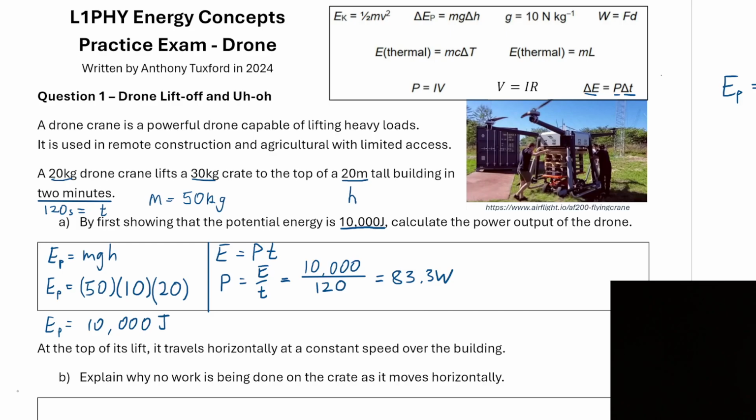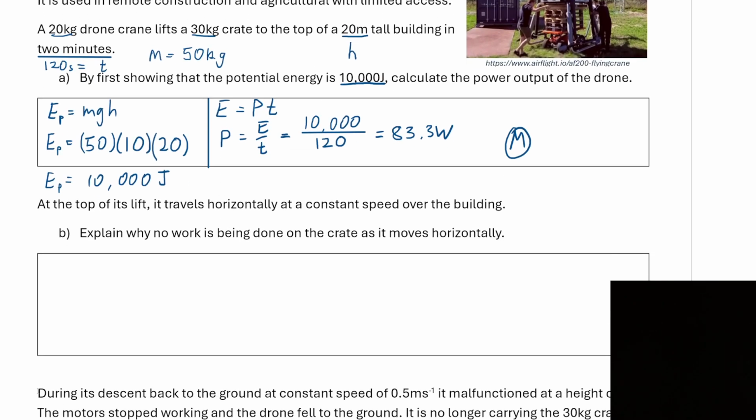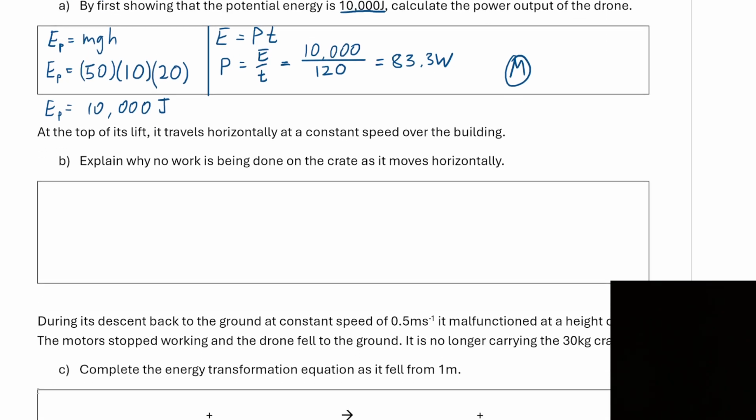Cool. Alright, and that is a merit question. If you only got one calculation correct, that would be achieved. Alright, question B. At the top of its lift, so it's reached its maximum height, and now it is moving horizontally. Let's just say it's going to the right at some constant speed. Explain why no work is being done on the crate.